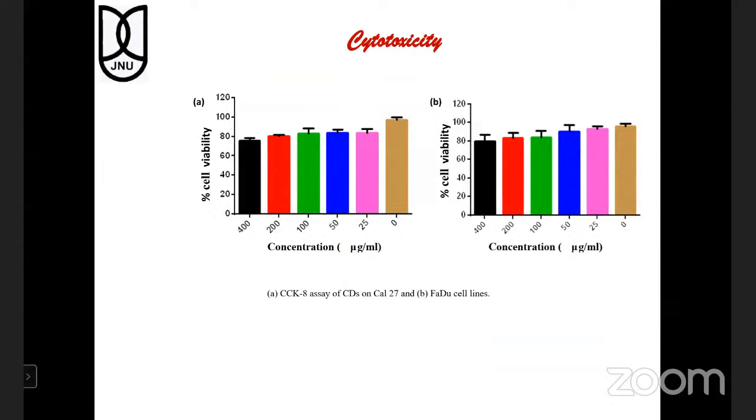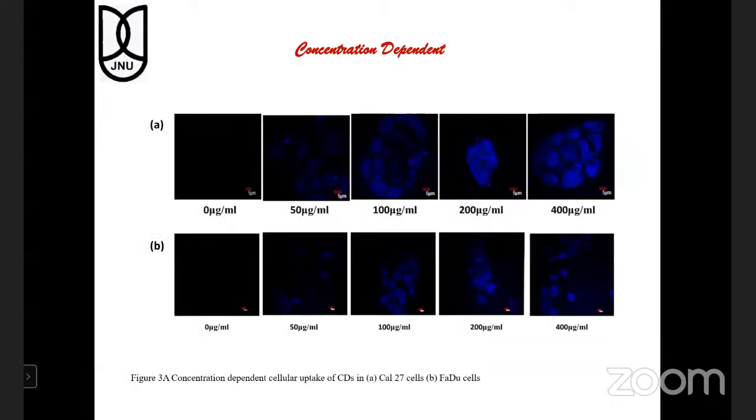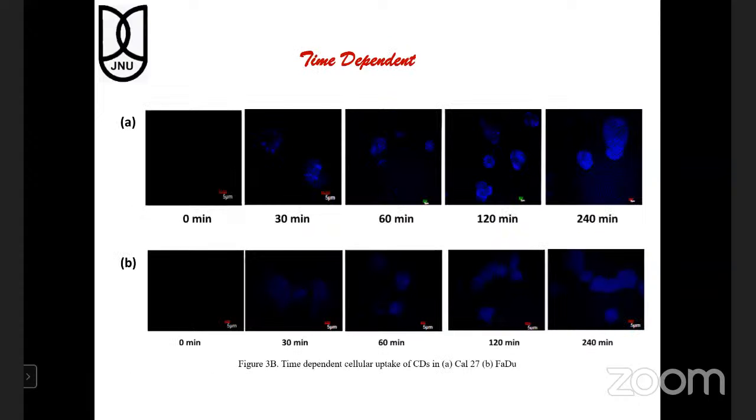For cytotoxicity, we worked with two cancer cell lines corresponding to oral cancer, that is CAL27 and the FaDu cell lines, and it's showing very good fluorescence. Generally, people use different types of dyes to create fluorescence, but these are fluorescent in nature themselves. You can see that up to 400 microgram per ml, it's showing very good fluorescence. A time-dependent study was also done, and within 30 minutes it starts to show fluorescence in both the cell lines.